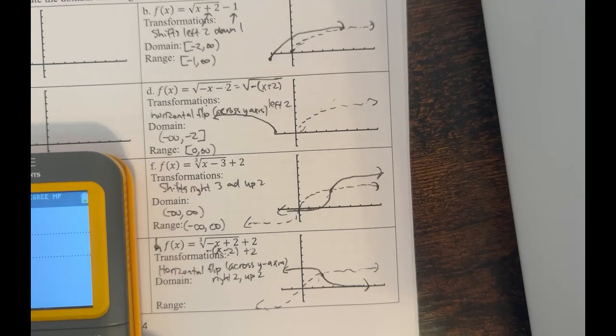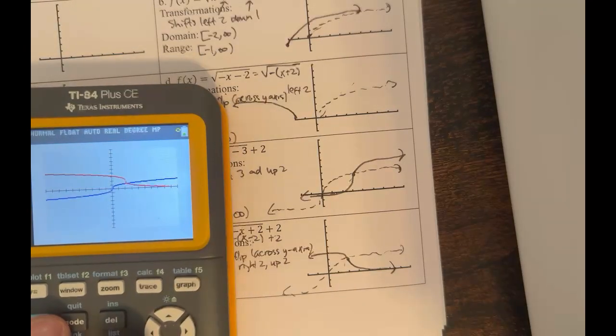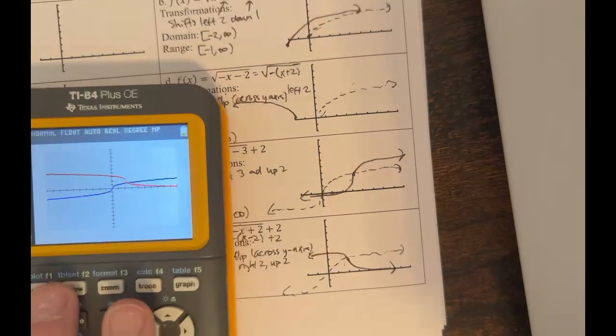We have negative x plus 2. Graph. So let's see the original. Sorry, you can't see that. I need to do a better job on this. Okay. So you see it flips it around and you go right 2, up 2.